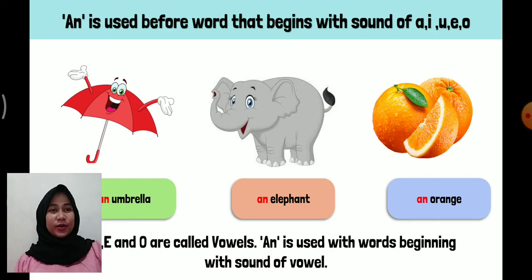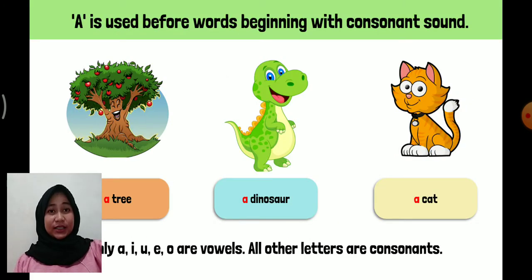And let's move on with the use of a. A is used before words beginning with a consonant sound. If naming words don't start with a vowel sound, then we use a. For example, a tree means one tree. It doesn't start with a vowel sound. It starts with the sound of a consonant.